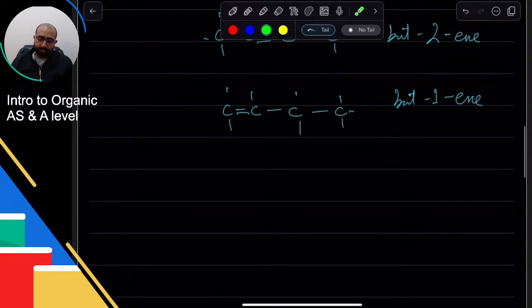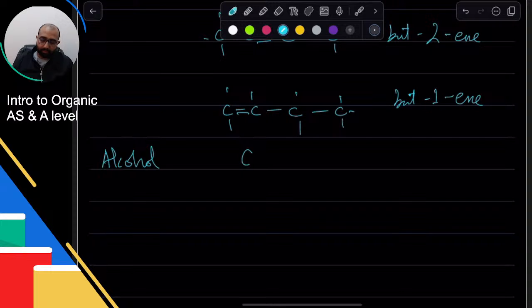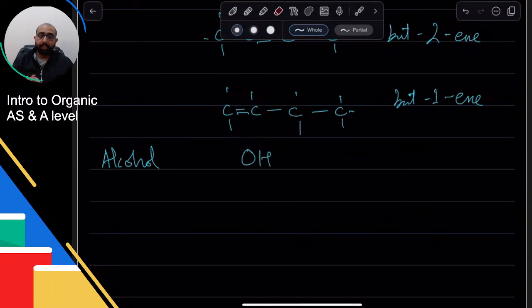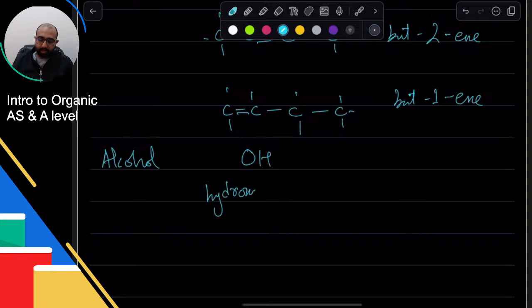Alright. Then there is alcohol, which you already know. Alcohol is OH. So the functional group is OH. The homologous series is alcohol. This one can be called hydroxy or alcohol. If you're talking about it just as a functional group, then you call it hydroxy. But if you're talking about homologous series, it's alcohol. So functional groups make homologous series.